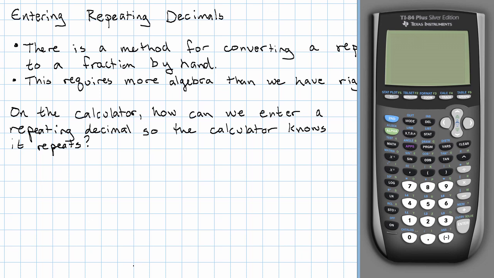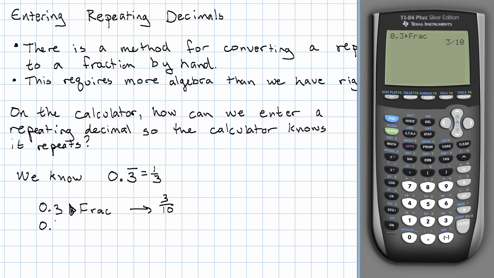Let's take as an example a repeating decimal that we already know about. We know that 0.3 repeating equals 1/3. Let's see what happens when we just enter 0.3 on the calculator and try to convert it to a fraction. Okay, that gives us 3/10. 0.3 really does equal 3/10, so that's not that surprising.